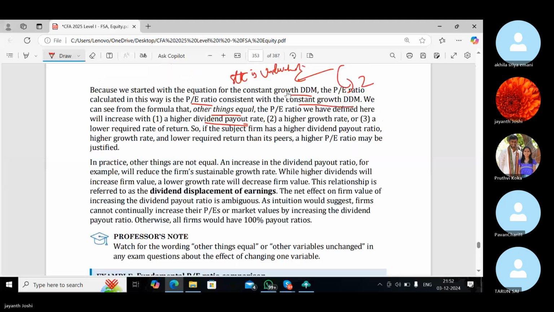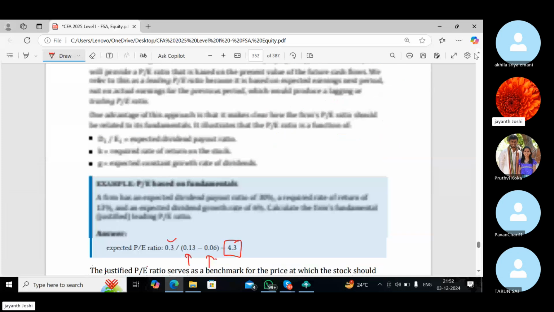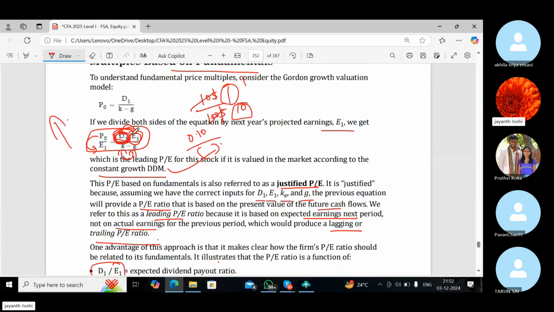So in either case, a higher dividend payout rate, a higher growth rate, or a lower required rate of return raises the ratio. We will see all three points. If the dividend is higher, the numerator is higher, so the ratio will be high. If the cost of capital is less, the ratio will be high because the denominator is less. And the growth factor: if 10% is the cost of capital and the growth factor is 5, you get a discount factor of 5. If the growth factor is 6, the higher the growth factor, the lower the denominator, and the higher the ratio.